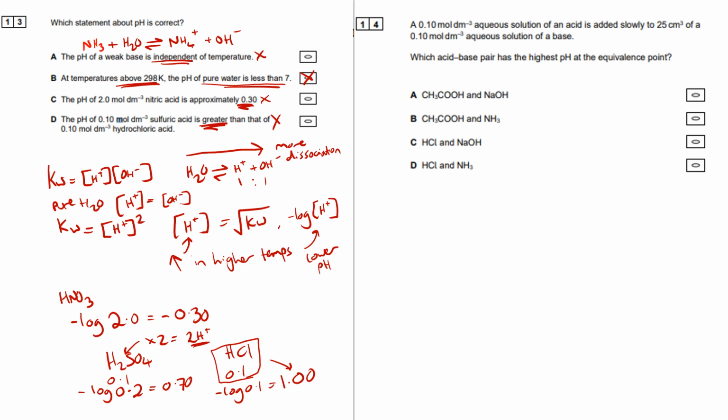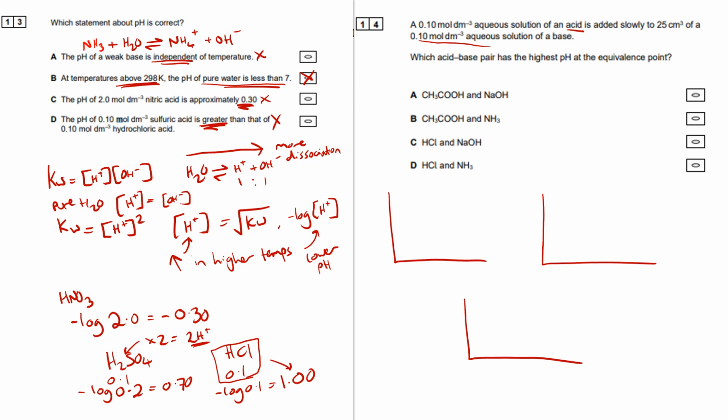Question 14, staying on the acid-base topic. So you've got an acid slowly added to a base, which has the highest pH at the equivalence point. So this is knowledge of your different pH curves. So we're adding the acid to the base.